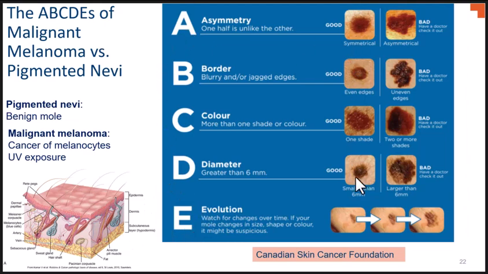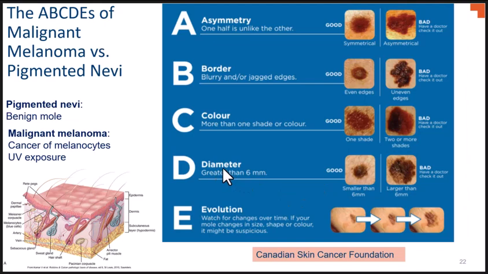So let's have a comparison here. We have a normal benign mole on the left, and then we have malignant melanoma on the right. A stands for asymmetry. Well, you can see this is symmetrical. This is not symmetrical. The border, we want the border to be clear. The border here is more blurry. The color, we want generally one color. Here you can see there are different shades, which is not good.